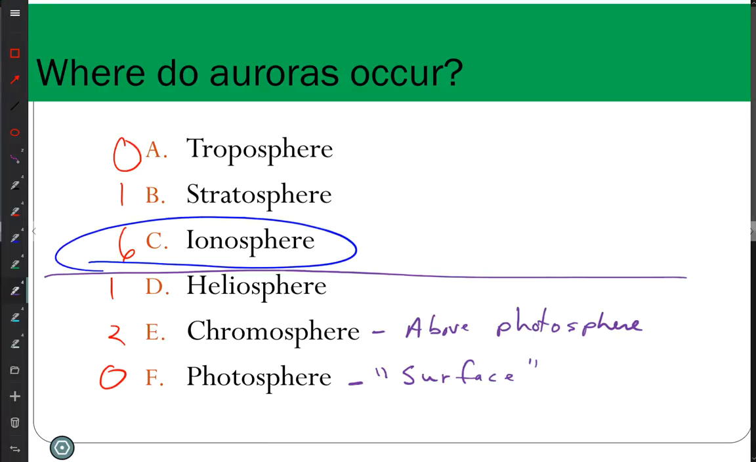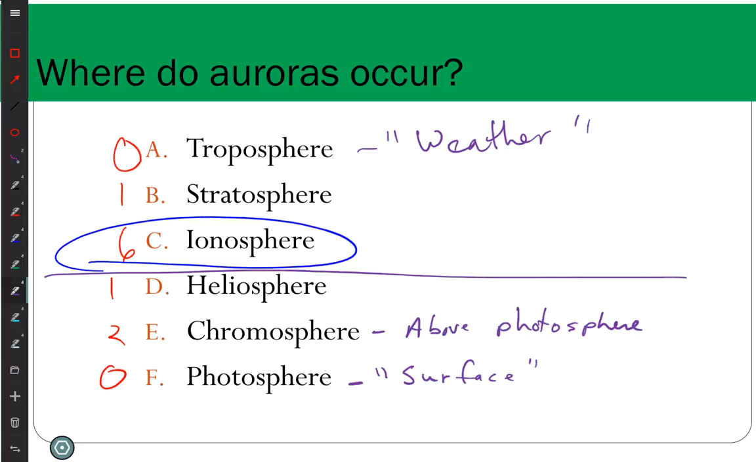On Earth, which is the lowest of these levels? Which of these three? Troposphere. And that's where we have our weather occurring, right? It rains, it snows, and whatnot in the troposphere. And then the stratosphere is above that, and then the ionosphere.